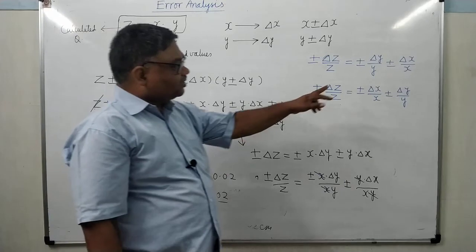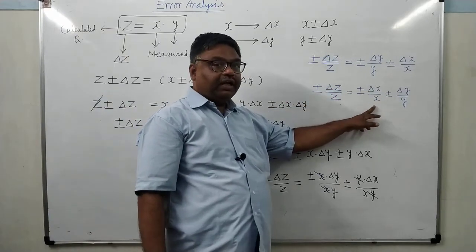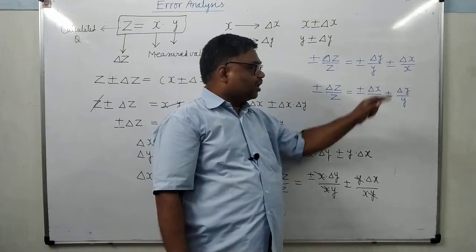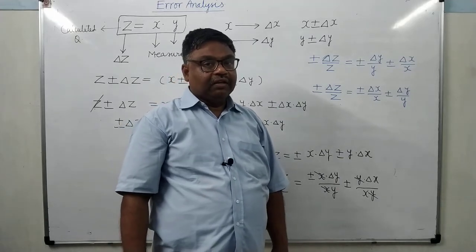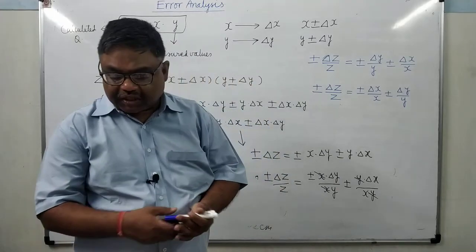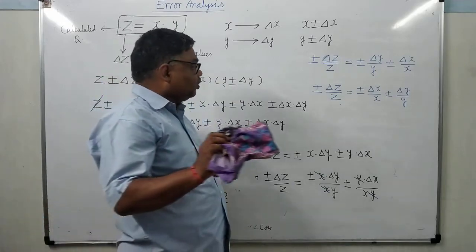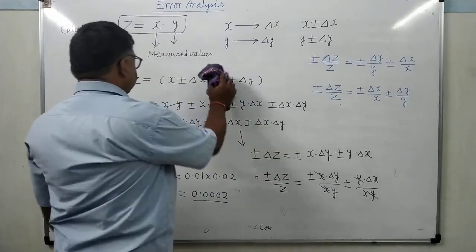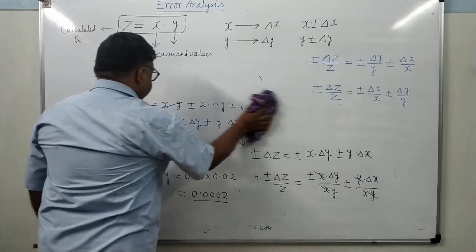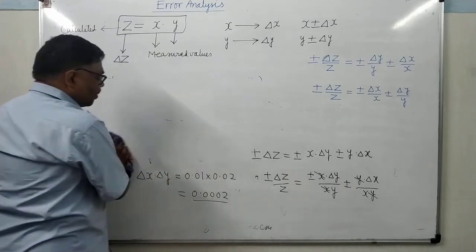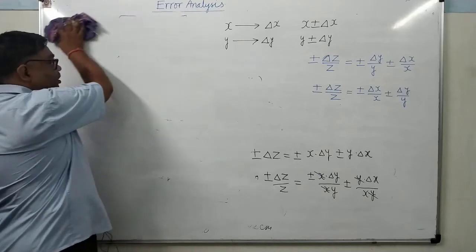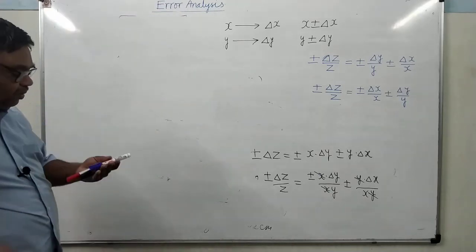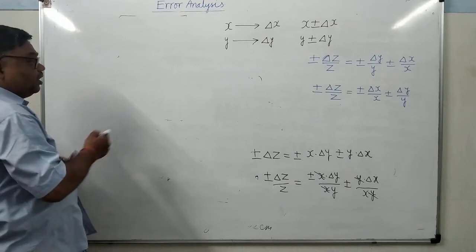What is delta x upon x? Relative error in x. And what is delta y upon y? It is relative error in y. So what will be the possible values of relative error in z? What will be the possible values of relative error in z?